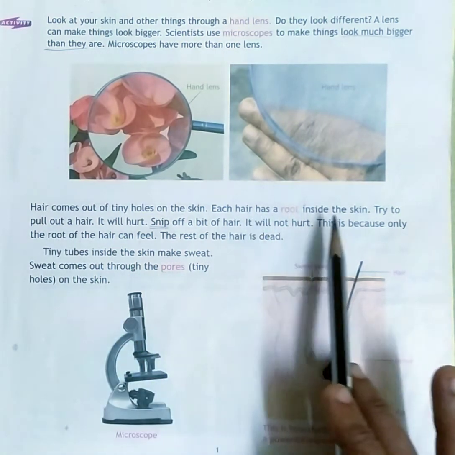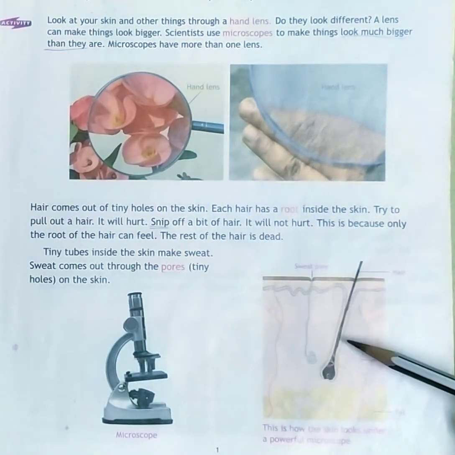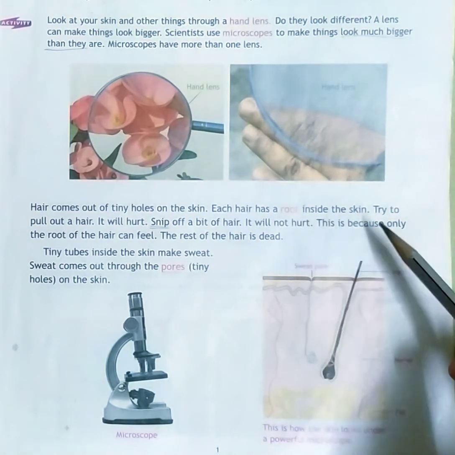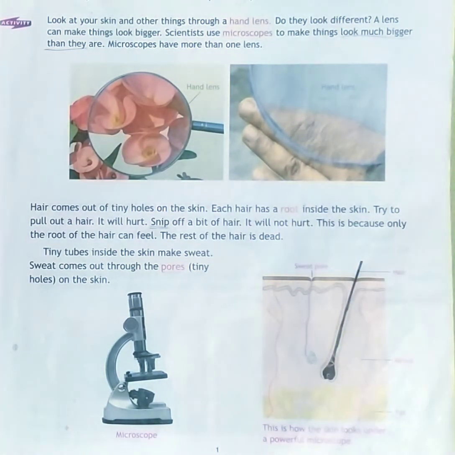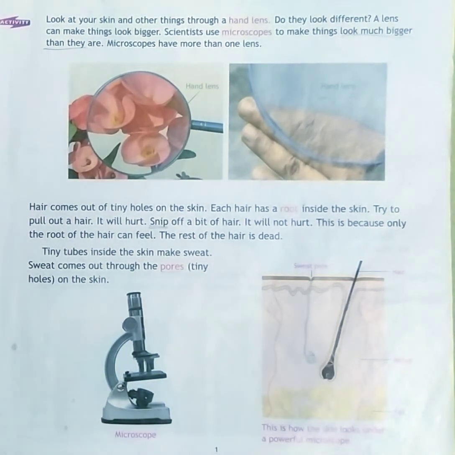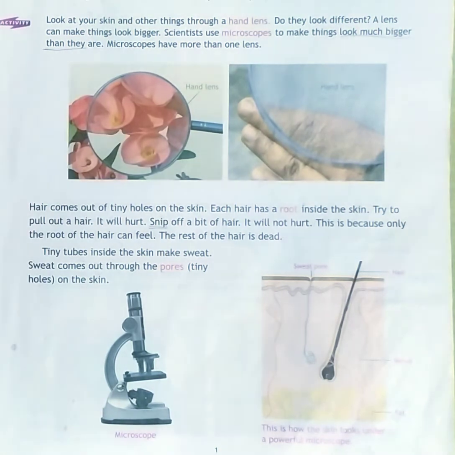Each hair has a root. You can see the hair, isn't it? Yes, each hair has a root inside the skin. For example, when you pull out a hair, it will hurt you, isn't it? Yes. When you snip off a bit of hair, it will not hurt. When you pull out a hair, it will hurt you. But when you snip off a bit of hair, it will not hurt.